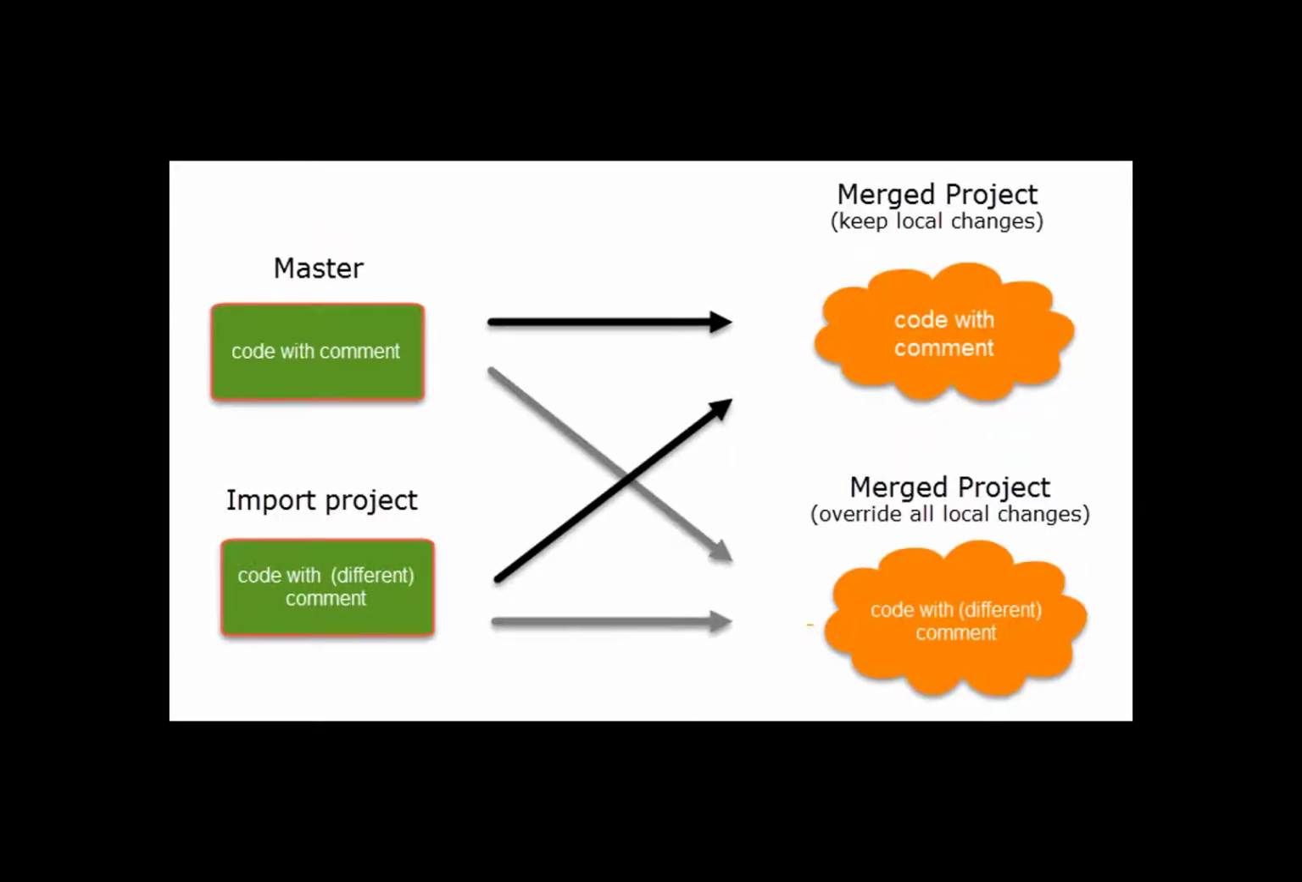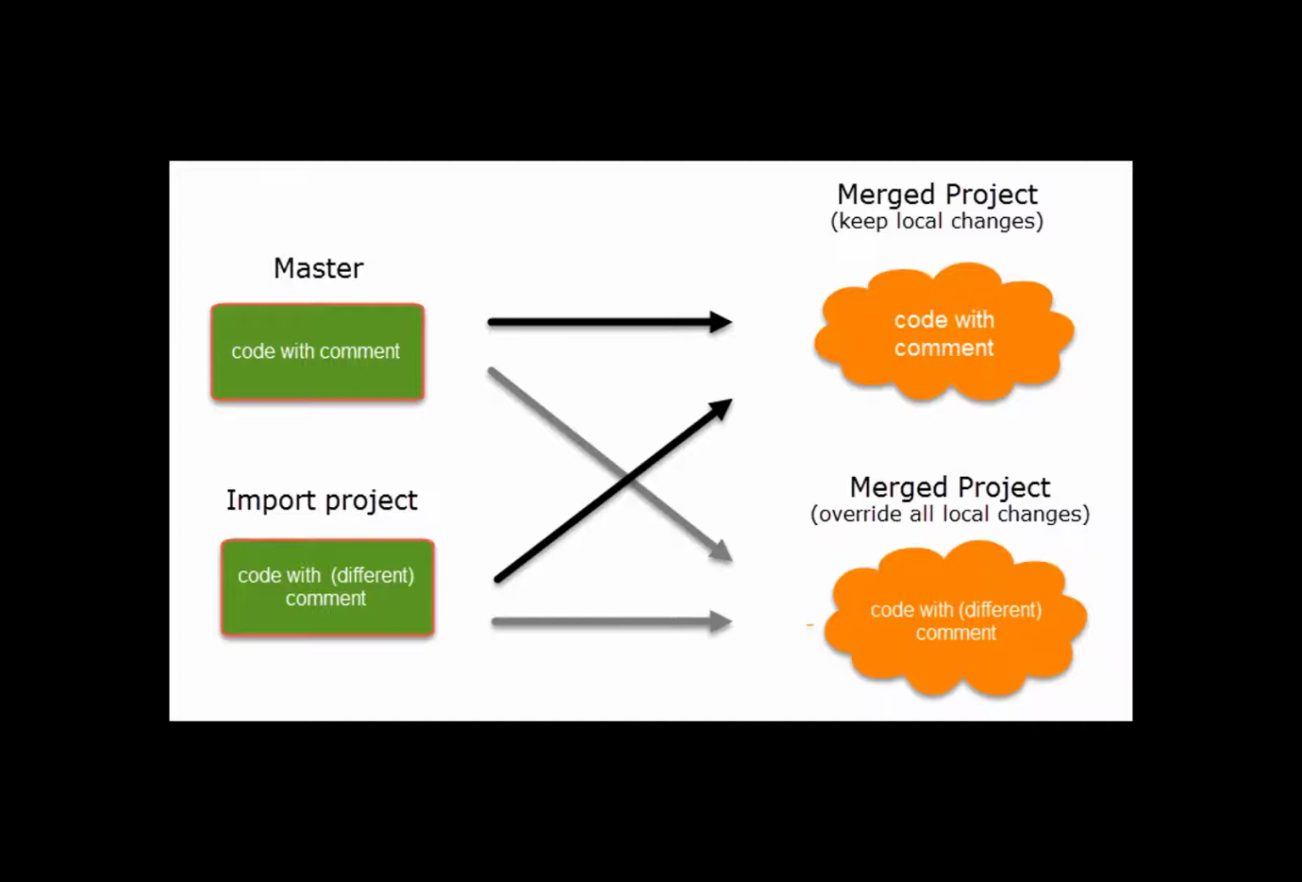So what happens now if the same code has a different comment in the master and the import project? Then we do have a conflict. Then you need to decide what should happen. If you want to keep everything that is in the master project, then it means keep local changes. And the other option is to say, no, I want to keep everything that is in the import project, and then you select overwrite all local changes.